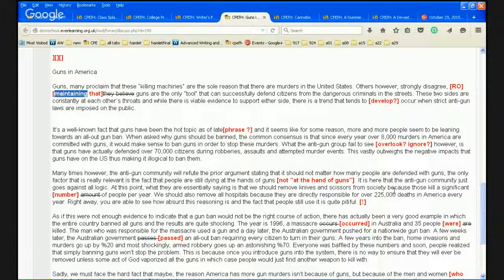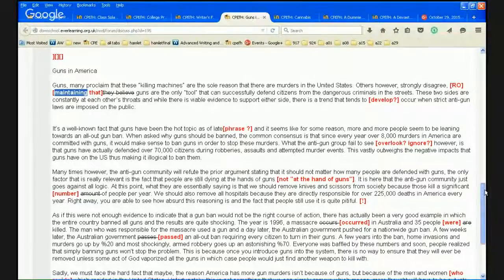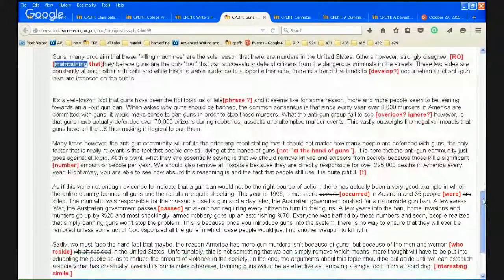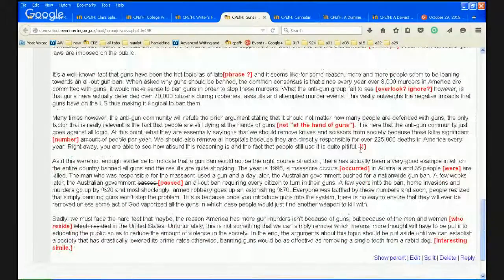Knives and scissors from society, because those kill a significant amount of people every year. And you see how "amount" can never apply to people. Amount of water, amount of oil, amount of rice, amount of cheese, but no, number of people, number of books, number of pencils. Okay, nice one here. Let's see what you did there. That's so good. Right away, you're able to see how absurd this reading is, and the fact that people still use it is quite pitiful.